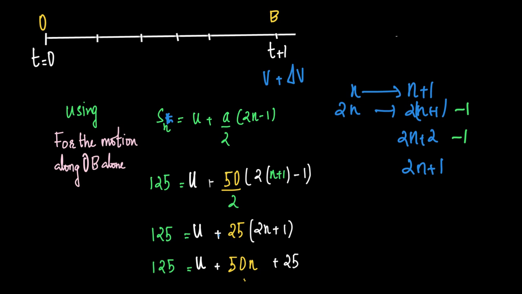Okay. So Sn according to the question is 125, which is equal to u plus a by 2 into 2n plus 1, with a just found out to be 50. 50 by 2 is 25, and 2 into n plus 1 minus 1 is 2n plus 1. So what we get is 125 is equal to u plus 25 into 2, which is 50n, plus 25. This was for the motion along OB alone.